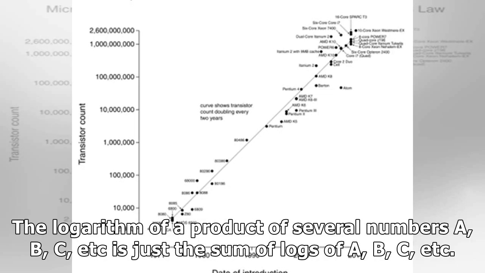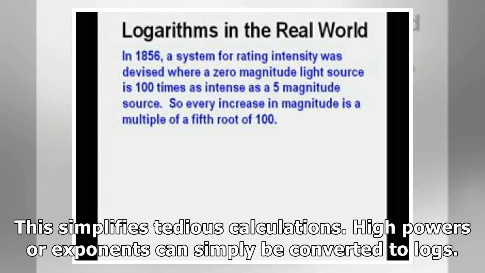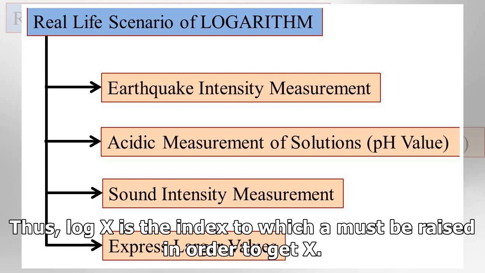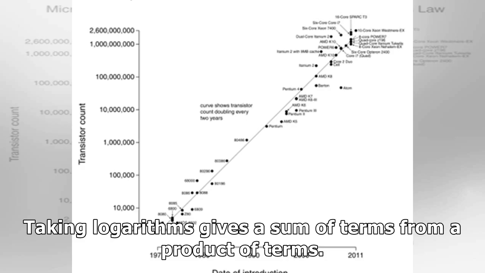The logarithm of a product of several numbers a, b, c, etc. is just the sum of logs of a, b, c, etc. Again, the logarithm of a raised to the power of n is just n log a. This simplifies tedious calculations. High powers or exponents can simply be converted to logs. Thus, y equals log x to base a, if and only if x equals a to the power of y. Thus, log x is the index to which a must be raised in order to get x. Logs to different bases can be related. Logs to base e are called natural logarithms. Taking logarithms gives a sum of terms from a product of terms.